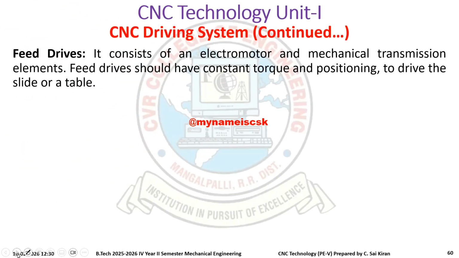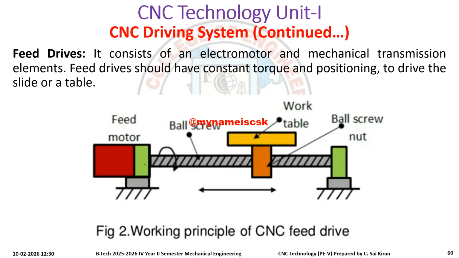Next, feed drives. Feed drives consist of an electric motor and mechanical transmission elements. A feed drive should provide constant torque and positioning, and drive the slide or table. This is the CNC feed drive. You have the feed motor and a ball screw mechanism. On the ball screw, you have a table, and here you have a ball screw nut. Between the two, it will feed from this place to this place. The work table will move continuously. So the feed drive takes care of the work table, and the spindle drive takes care of the movement of the workpiece.